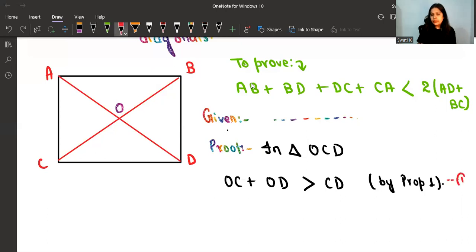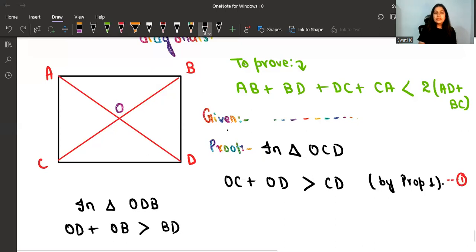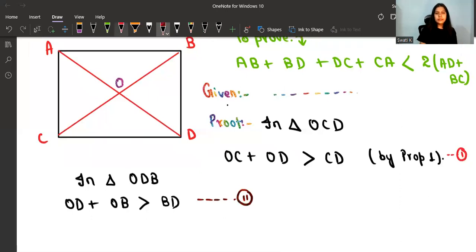All right. Now, again, we can consider our second triangle, which is triangle ODB. OD plus OB is greater than BD, of course. This also I'm putting as equation 2. Now let's take triangle AOB.